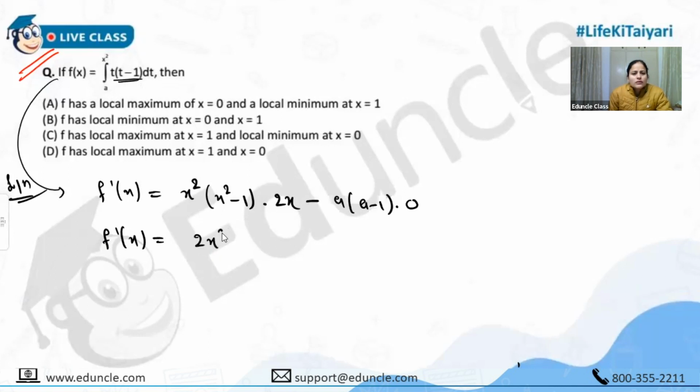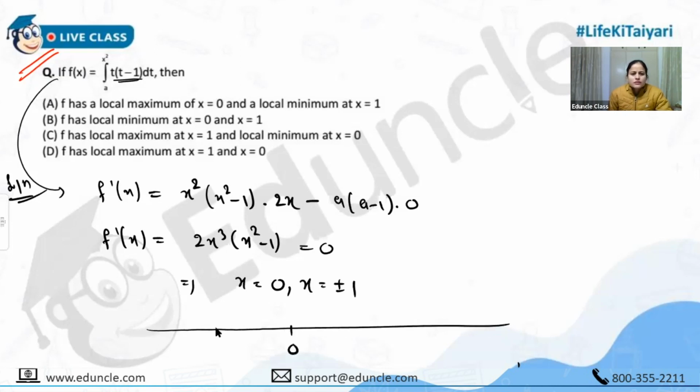So the first derivative is equal to twice x cube into x square minus 1. For the critical points, I'll take it equal to 0. So I'm getting x is equal to 0 or x is equal to plus minus 1. So I'm having three critical points: 0, minus 1, and plus 1. Here I'm using the first order derivative test for the local maxima and minima.